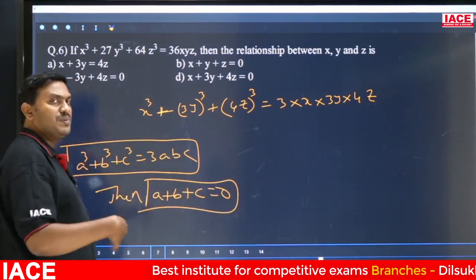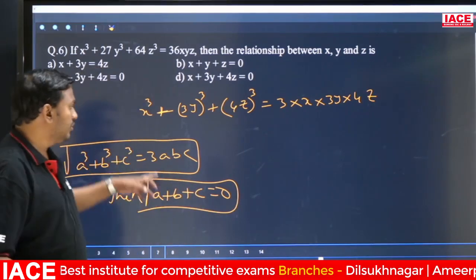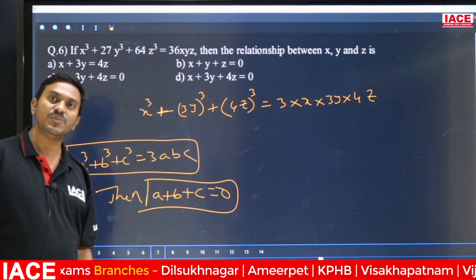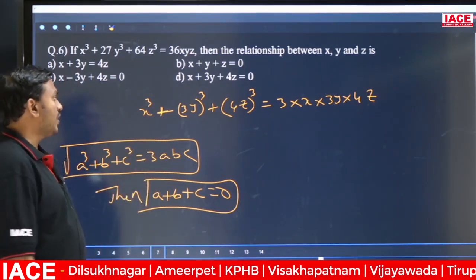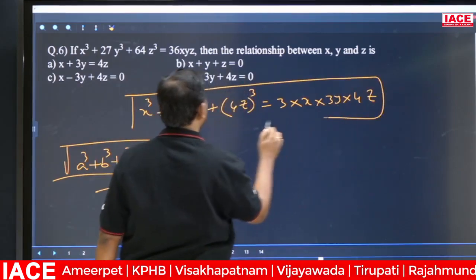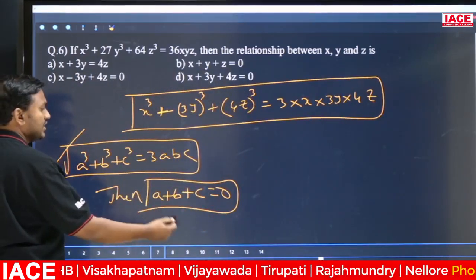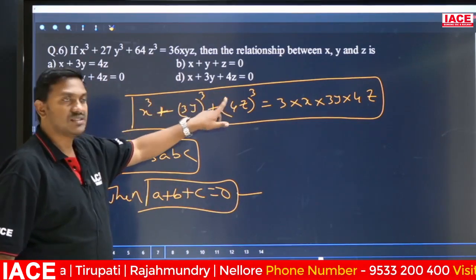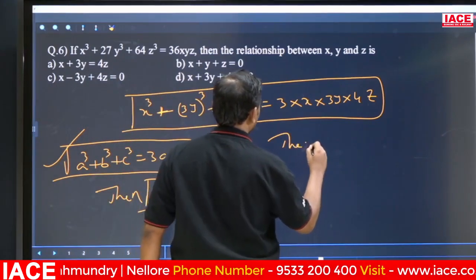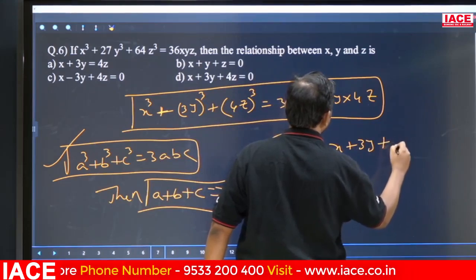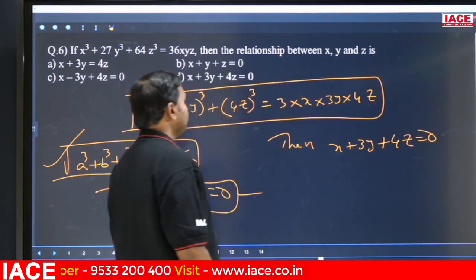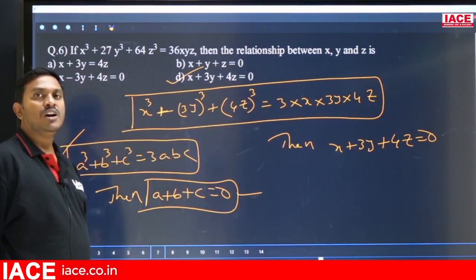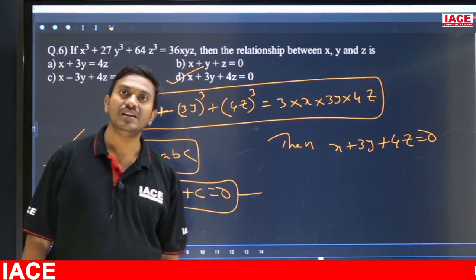In reverse, if A plus B plus C equals 0, then A cube plus B cube plus C cube equals 3ABC. Or if A cube plus B cube plus C cube equals 3ABC, then also A plus B plus C equals 0, right? Here the condition given is A cube plus B cube plus C cube equal to 3ABC, so what is our answer? A plus B plus C equal to 0. What is A? x, B is 3y, C is 4z. Then what is the condition? x plus 3y plus 4z equal to 0. So that is the answer, option D. x plus 3y plus 4z equal to 0, right? So option D is the right answer.